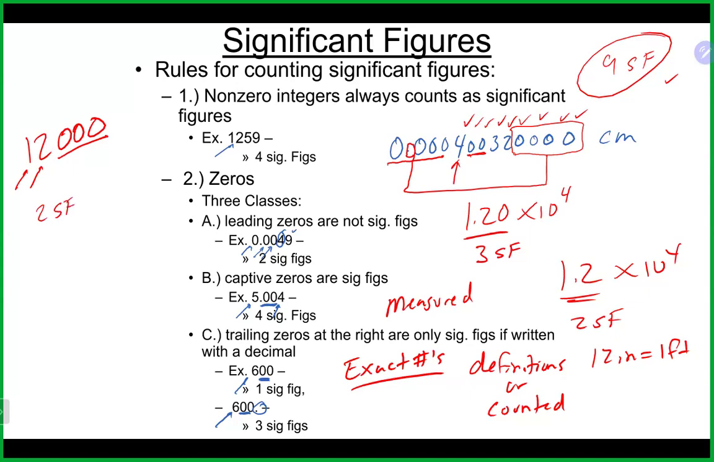The estimated digit in this case is which number then? The estimated digit is 2, yeah, not the 0, right? And it is the 2 here because that is the last significant figure. So this is what I was talking about earlier, that the estimated digit, the uncertain digit, is not necessarily always the last number that's written, but it is the last significant figure that is written in the particular number. Any questions on that there?